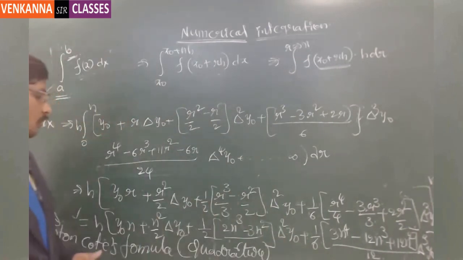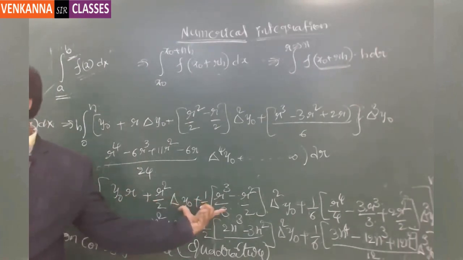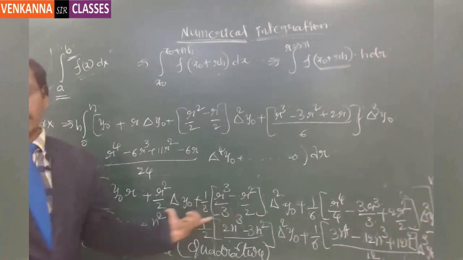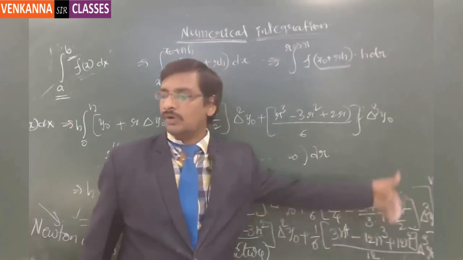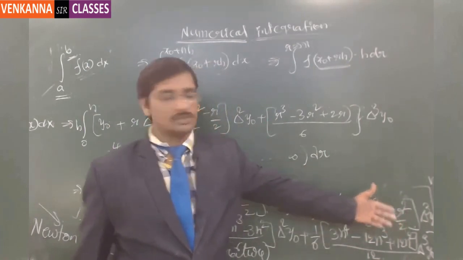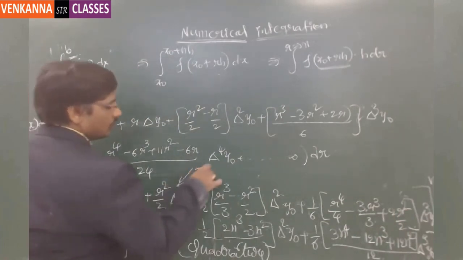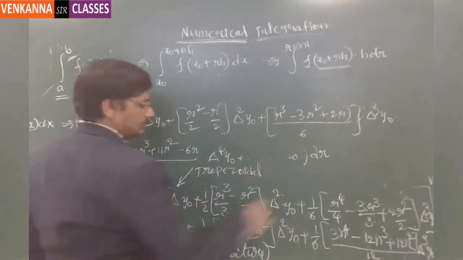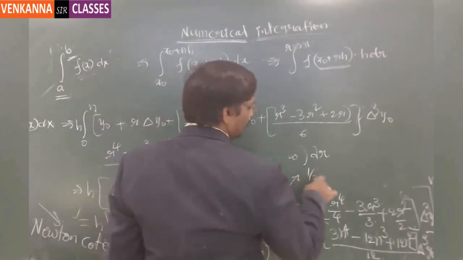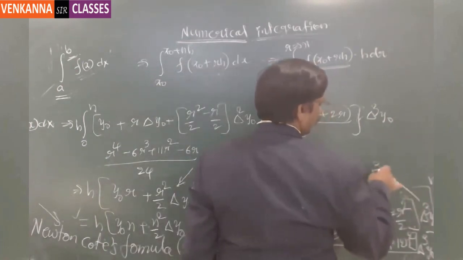If you keep n equal to 1, we are left with only one part here. If n equals 2, we go till delta square, and if n equals 3, we go till delta power 3. Like this, if n equals 4, we will go to delta power 4. So this is the trapezoidal rule, this you consider Simpson's 1/3 rule, and this you consider Simpson's 3/8 rule.